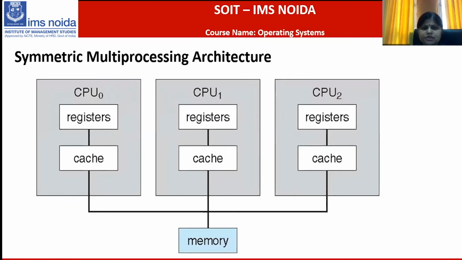Symmetric multiprocessing architecture. You can see that multiple CPUs are there: CPU 0, CPU 1, CPU 2. Multiple CPUs are connected with their own registers and caches, and these caches are connected with memory.